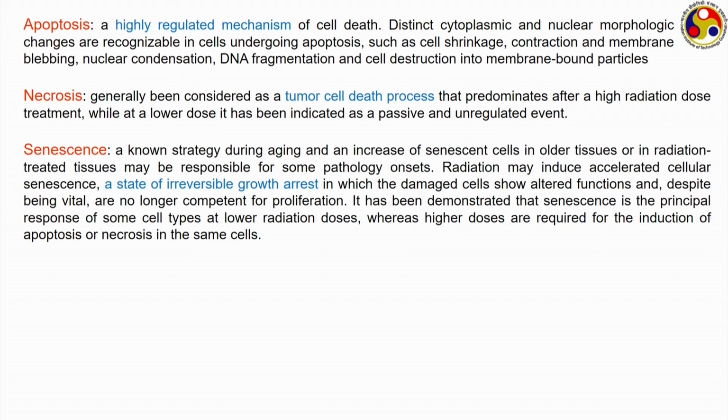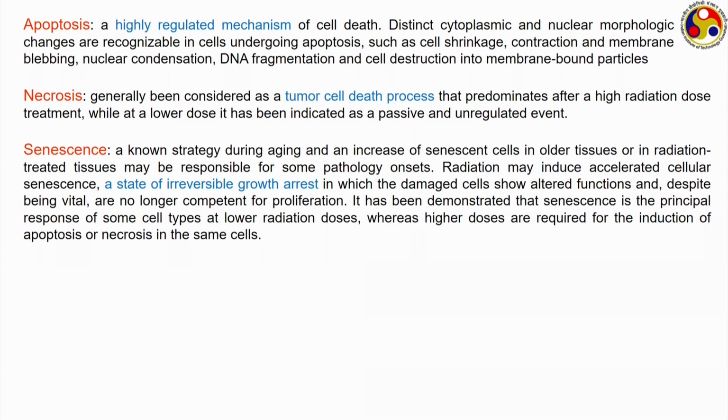Then senescence. It is a known strategy during aging, and an increase of senescent cells in older tissues or in radiation treated tissues may be responsible for some pathological onset. Radiation may induce accelerated cellular senescence, a state of irreversible growth arrest in which the damaged cells show altered functions and despite being viable are no longer competent for proliferation. So, the cell is not able to grow any further and also not able to divide any further.